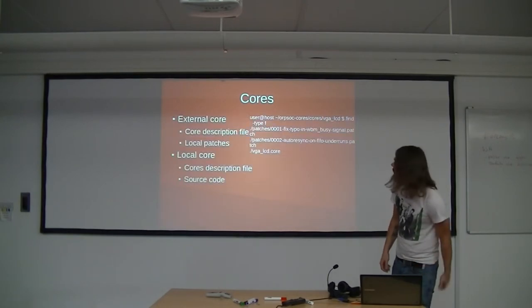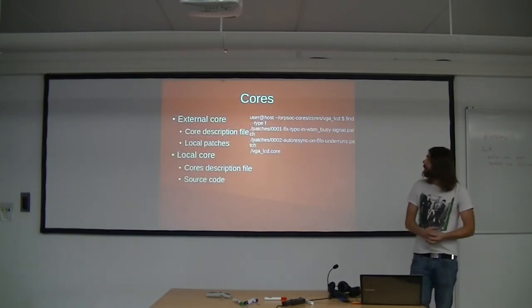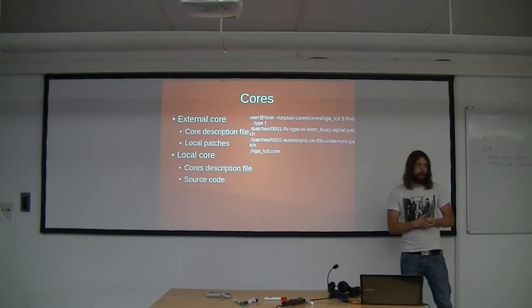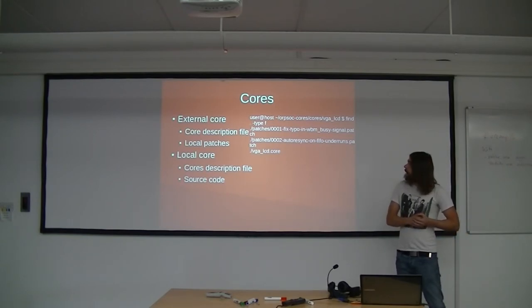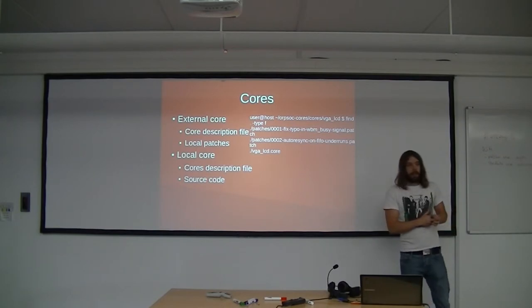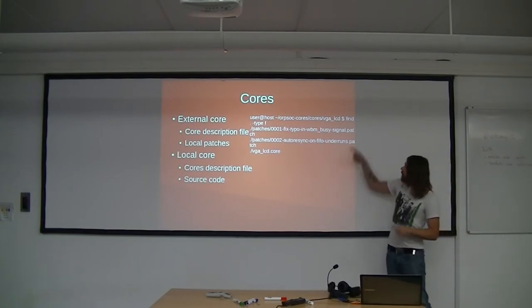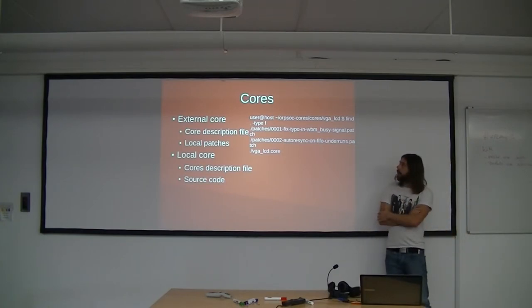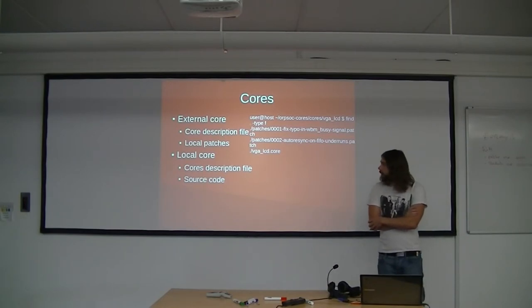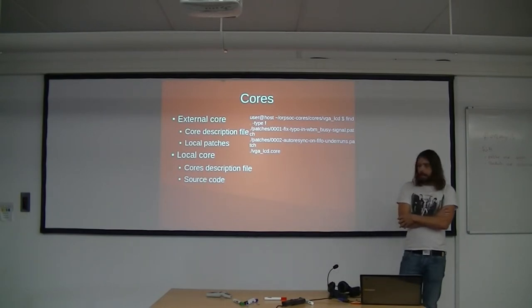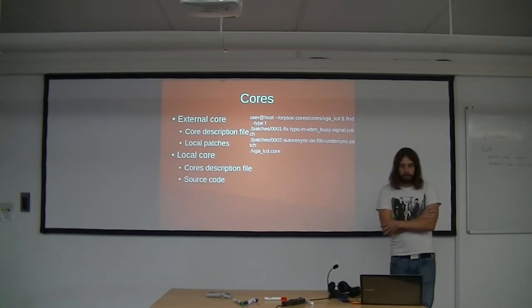So we have two types of cores. The external core is a core where the RTL code is located somewhere else. In some cases, the core doesn't work, but we know how to make it work. Then we can add patches locally to ORPSoC. In this case, we have added two patches to the VGA LCD core to fix a typo and to auto-resync on FIFO underruns. The local cores, on the other hand, have all their RTL code in the tree.